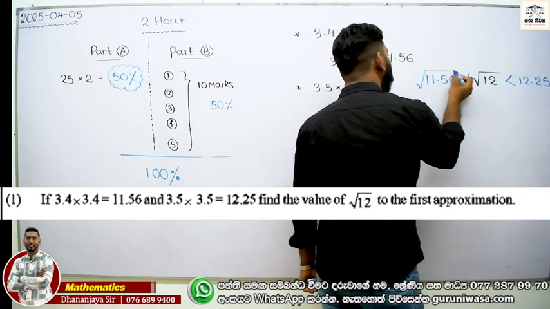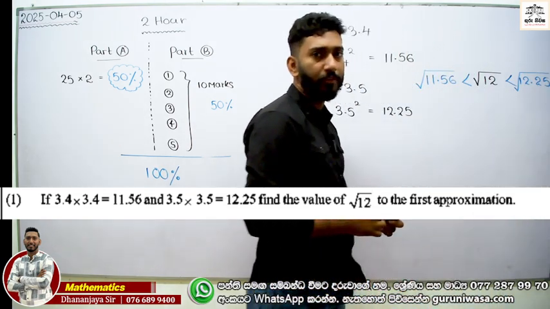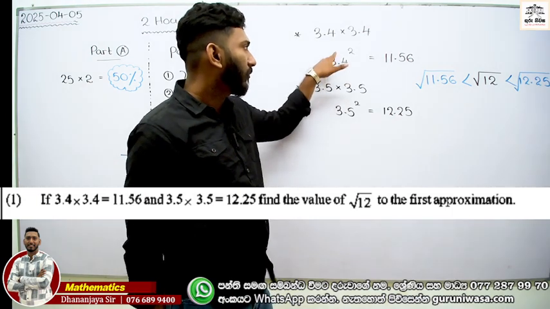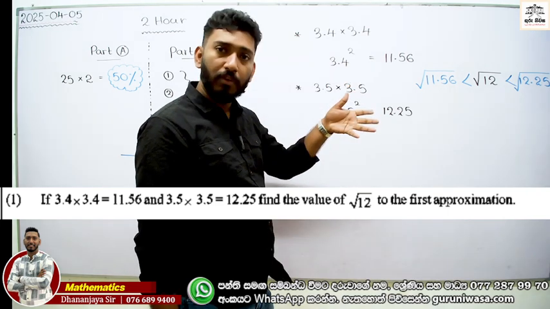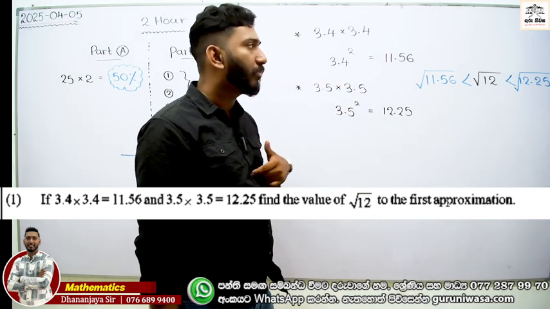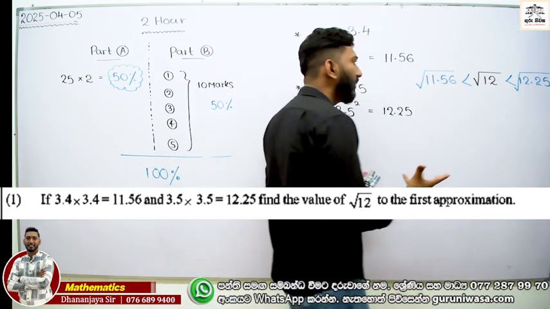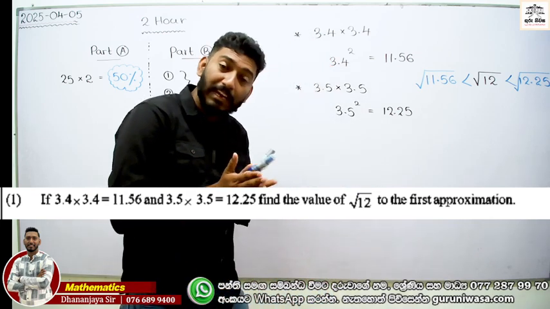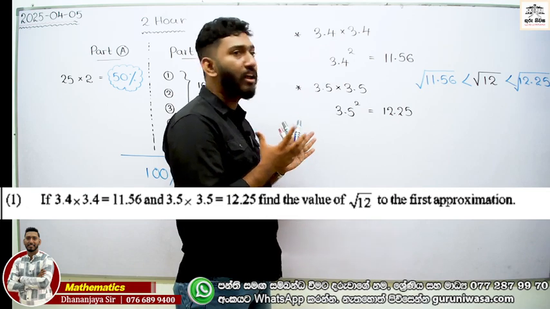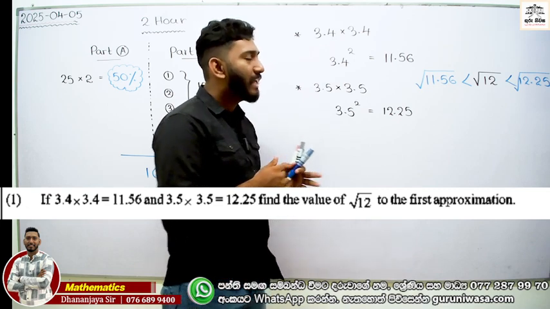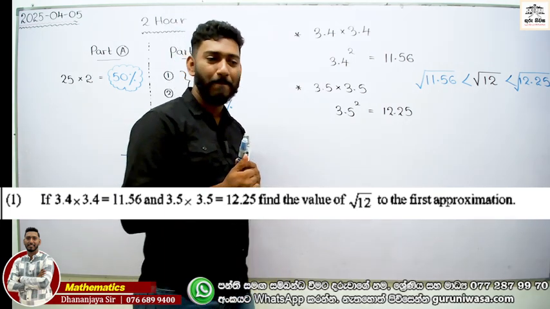And we know the square roots of those, because 3.4 to the power of 2 is 11.56. Therefore the square root of 11.56 is 3.4, right? And then we are going to find which one is approximately equal to 12. Which one is closest to 12, right? What is the answer? 11.56 or 12.25? Which one?